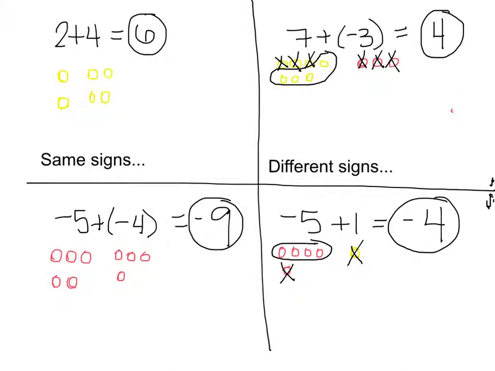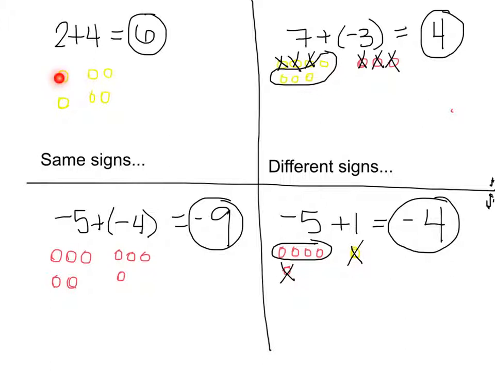If you look at our 2 columns of problems, you'll notice that the 2 problems on the left-hand side both of them had the same signs. So in 2 plus 4, we were adding 2 positive numbers together. And in negative 5 plus negative 4, we were adding 2 negative integers together. What happened when we were adding the same sign? What could we do?